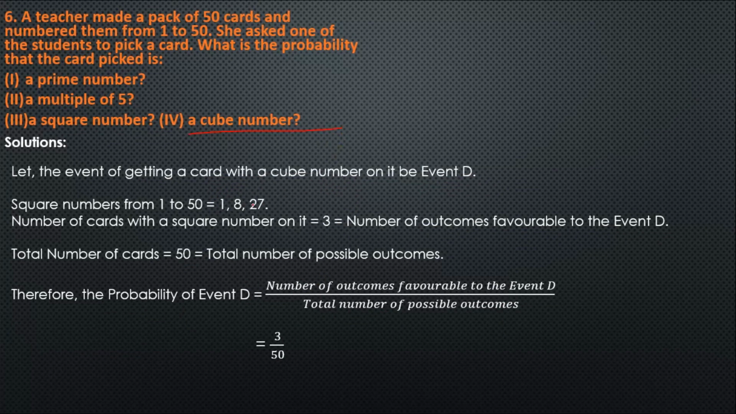A cube number. How many cube numbers are here? Only 3 cube numbers, because if you get onto 4 cubed, this will become 64, which is greater than 50. So this is not included in our list. We have only 3 different numbers that are cube numbers from 1 to 50. So this is the number of outcomes favorable to event D. Total number of cards is 50 again. This is the total number of possible outcomes. So the probability of event D is 3 by 50.